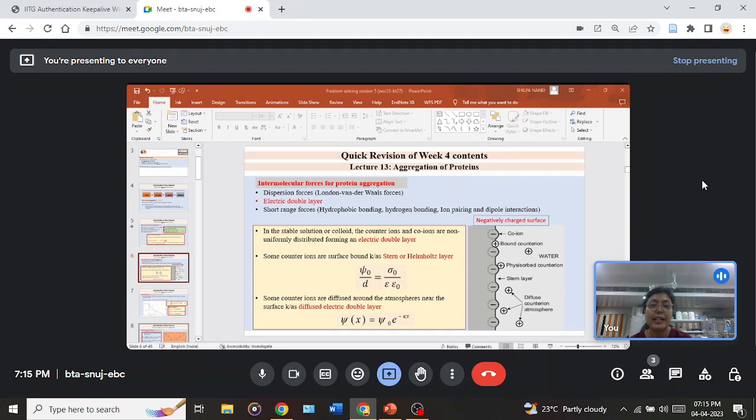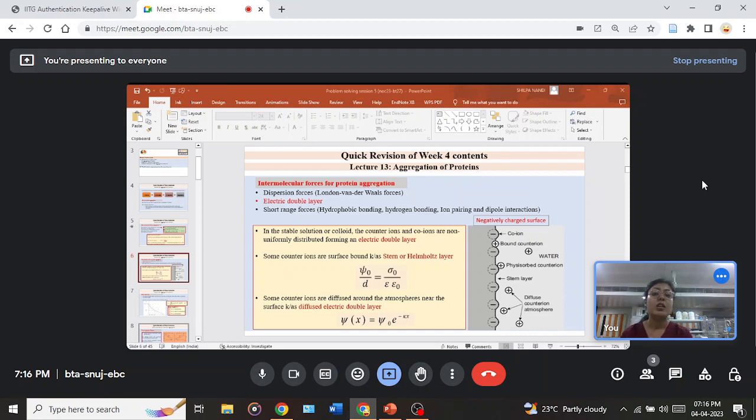Okay, so what is this electric double layer? As you can see, in a stable solution or any colloid, the counter ions and co-ions, the positive ions and the negative ions, are non-uniformly distributed, which forms an electric double layer. Some of these counter ions are surface bound.